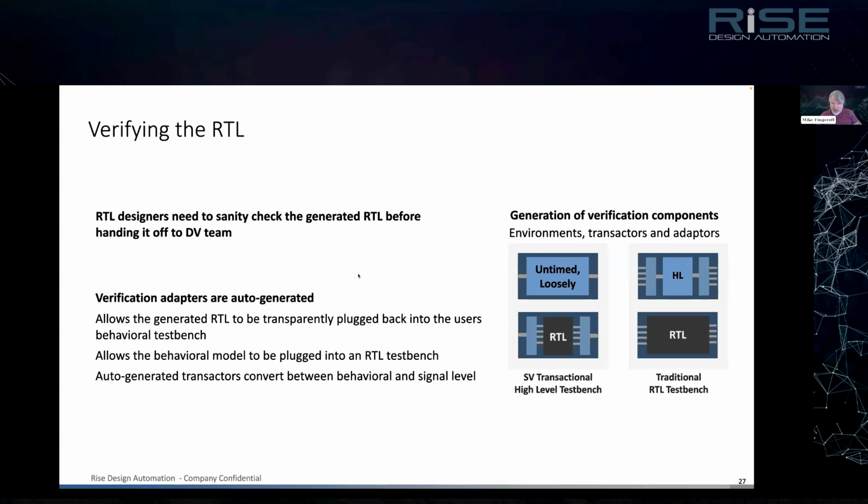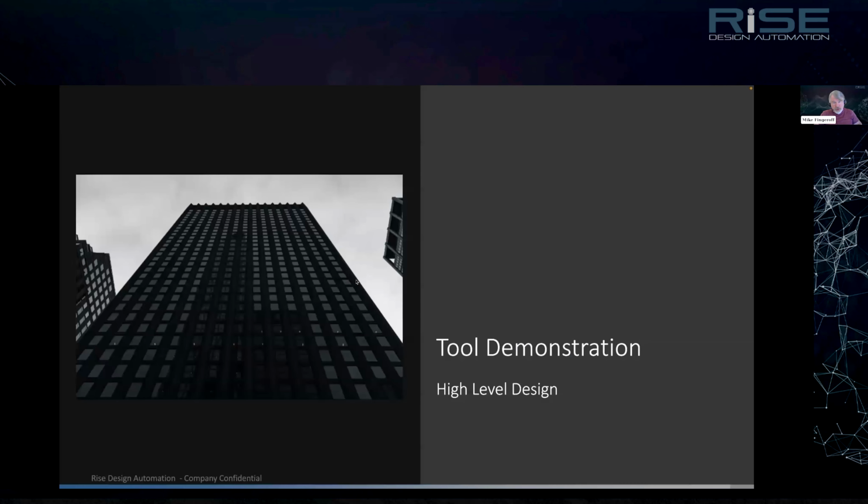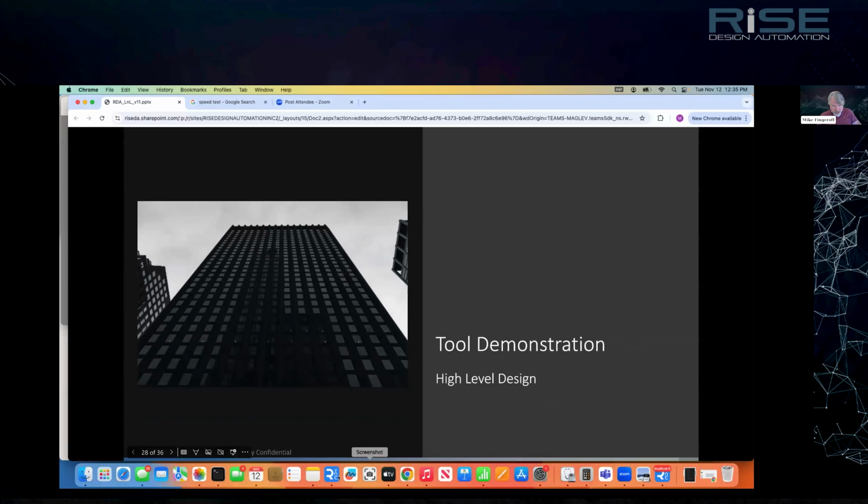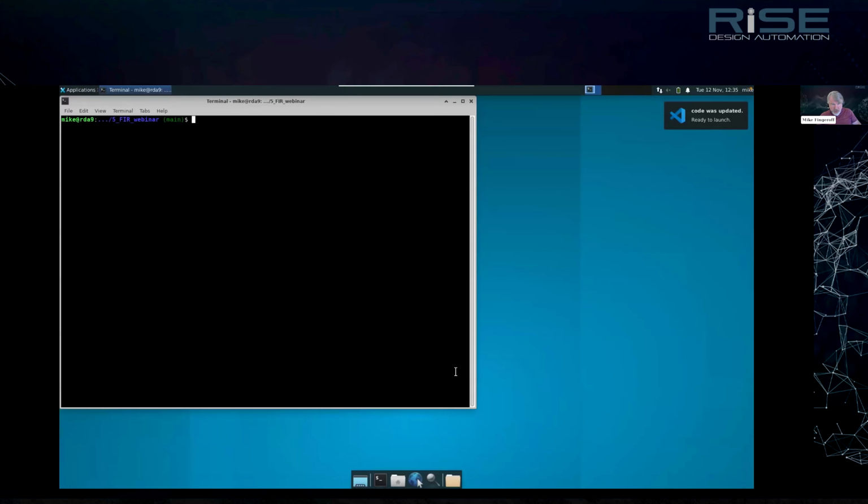It could be a behavioral test bench. It could also be cycle accurate RTL. This also gives the verification engineers the ability to get early access to the hardware, either via a behavioral interface or a pin level interface. We're not going to dig into the details for this webinar, but we're going to dive deep into verification in some of the upcoming webinars. So let me do a quick demo, and then I'm going to hand this over to Alan.